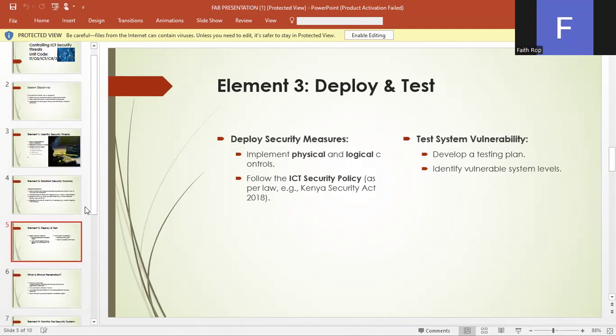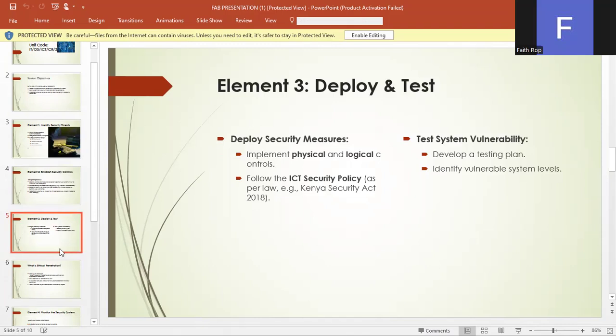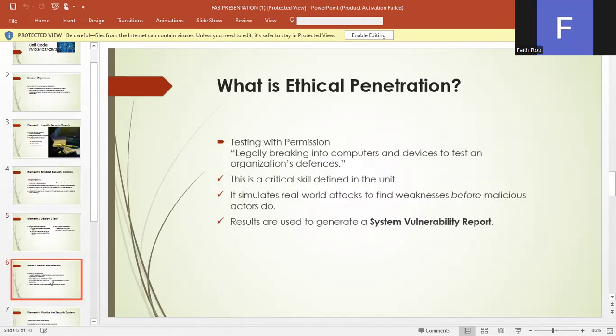Then we come to our next, that is ethical penetration. You can tell us what is it, ethical penetration. Ivy, or Mr. OO. Yes, madam. Would you please repeat the question? What is ethical penetration?